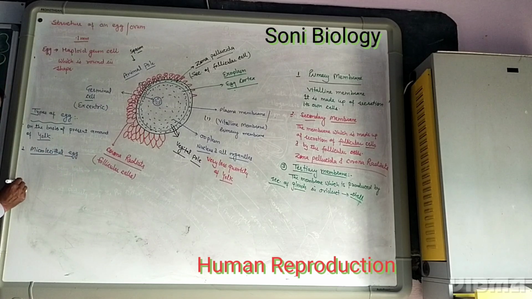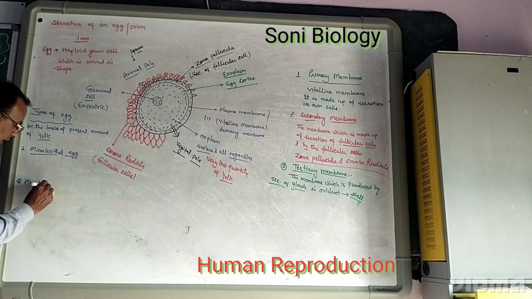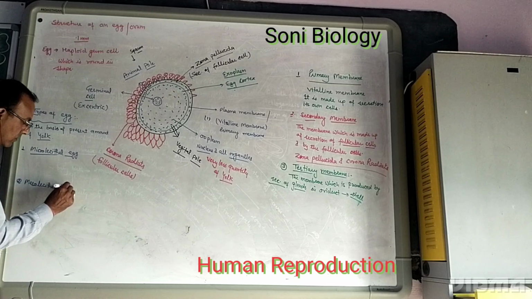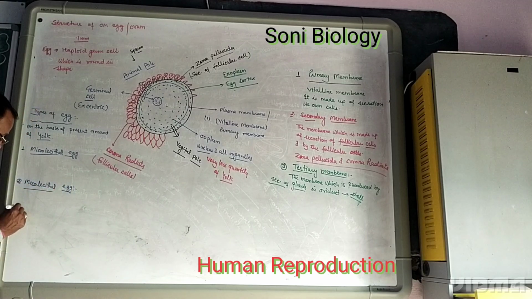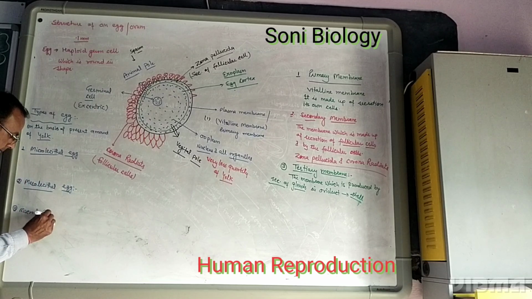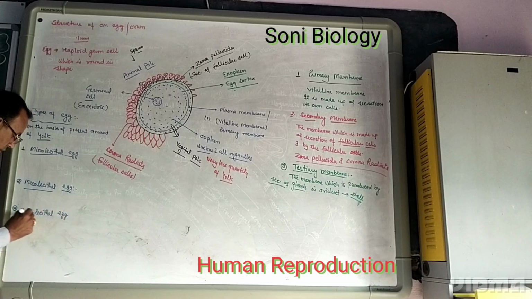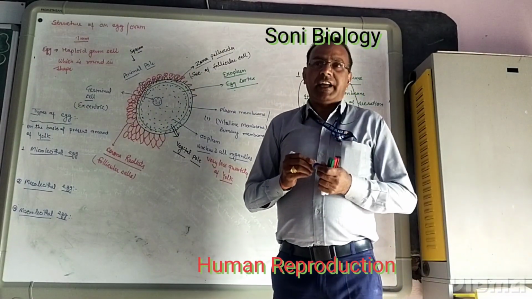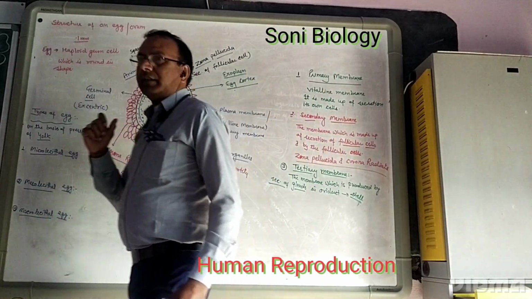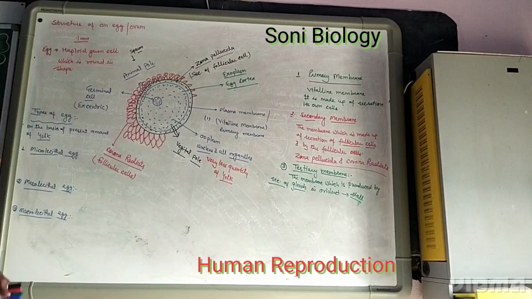The second one is the mesolecithal egg. And the third one is the macrolecithal egg. So we categorize eggs into three types. There are three types of eggs on the basis of the amount of yolk present in the egg: microlecithal egg, mesolecithal egg, and macrolecithal egg.